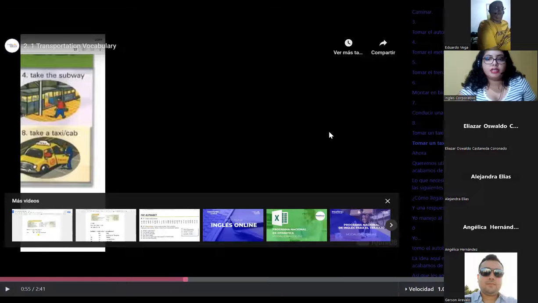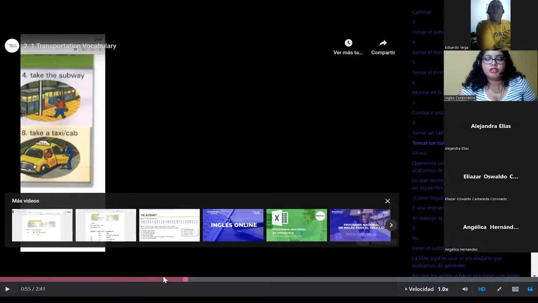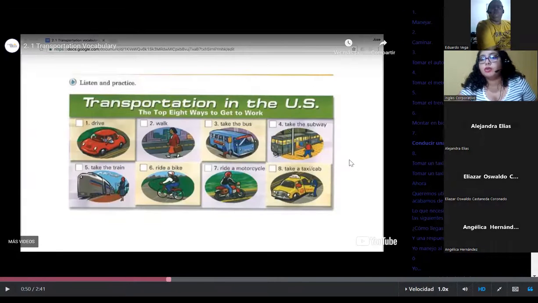Okay, as you can see, we have an image here. Let me put the image first. This one. And it is related to the transportation in the U.S.